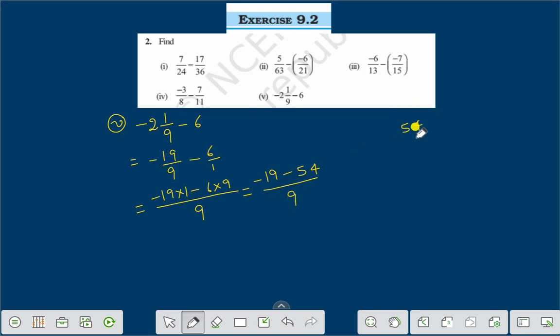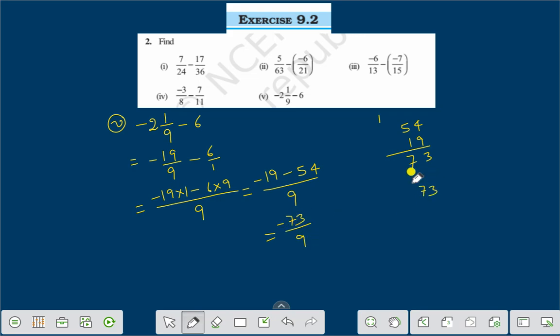If we add both the numbers, that is 54 and 19, because they are the same sign. 4 plus 9 is 13, carry 1, here is 3. 5, 6, 7, 73. That is equal to minus 73 by 9. That comes to minus 73 by 9.